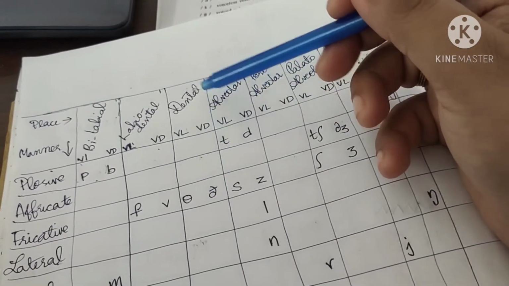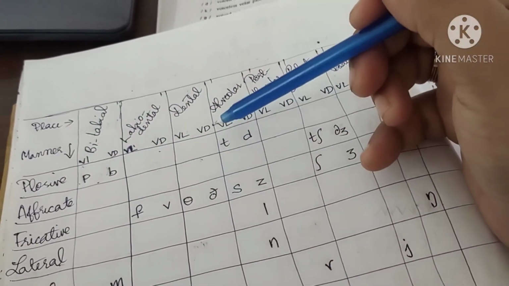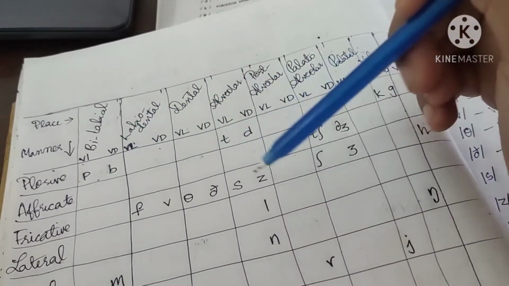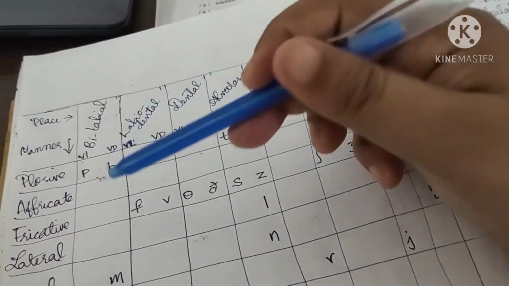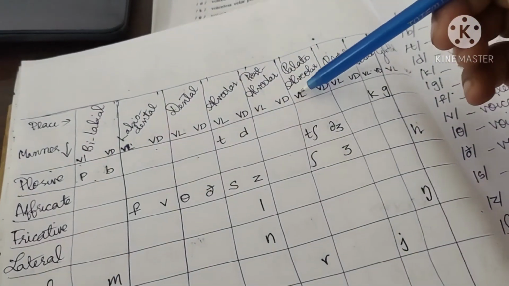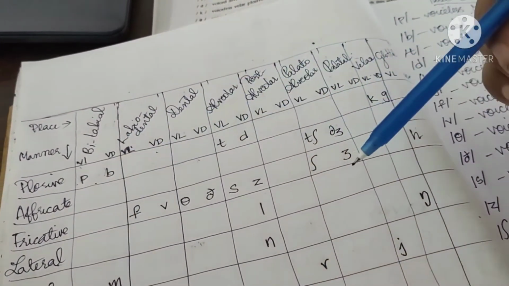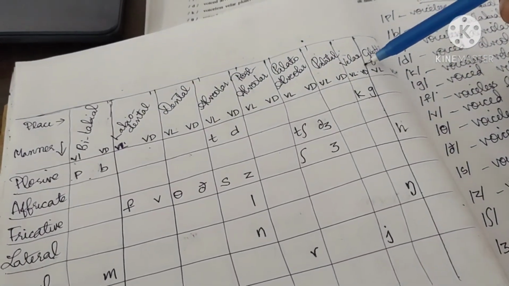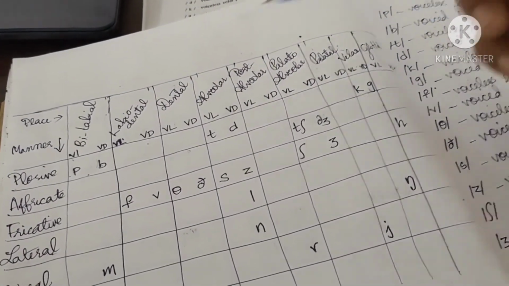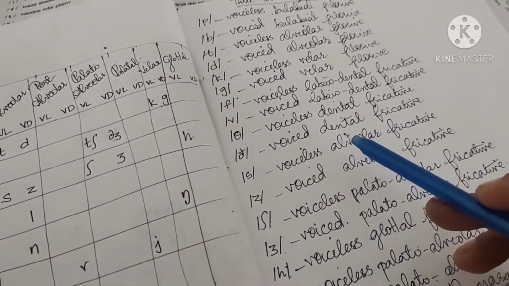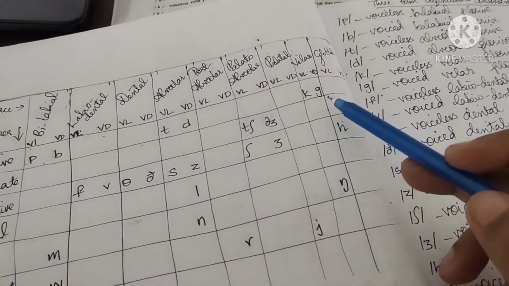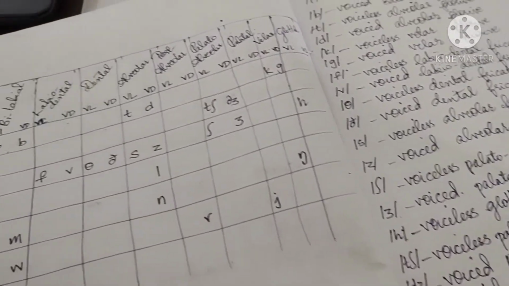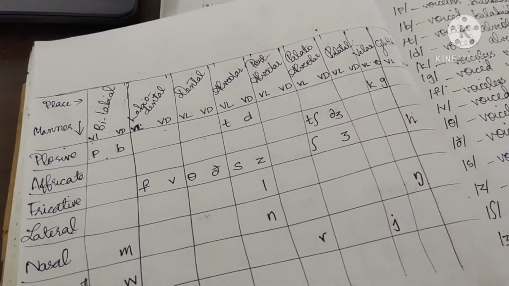Th is voiceless dental fricative. Dh is voiced dental fricative. S is voiceless alveolar fricative and Z is voiced alveolar fricative. Sh is voiceless palato-alveolar fricative and Zh is voiced palato-alveolar fricative. H is voiceless glottal fricative. Let's check it here. Voiceless glottal fricative. See? So this technique is the best.